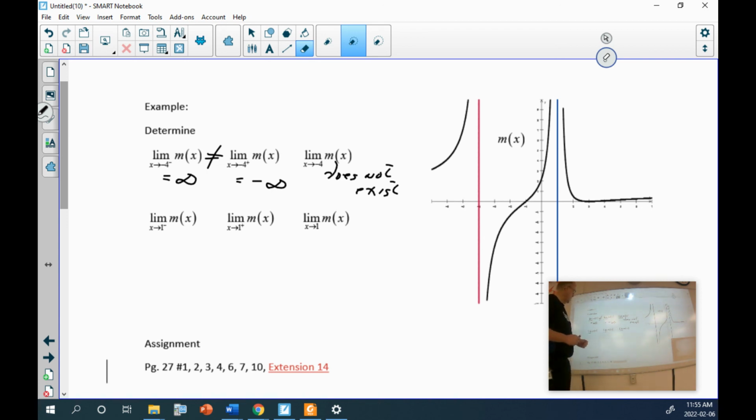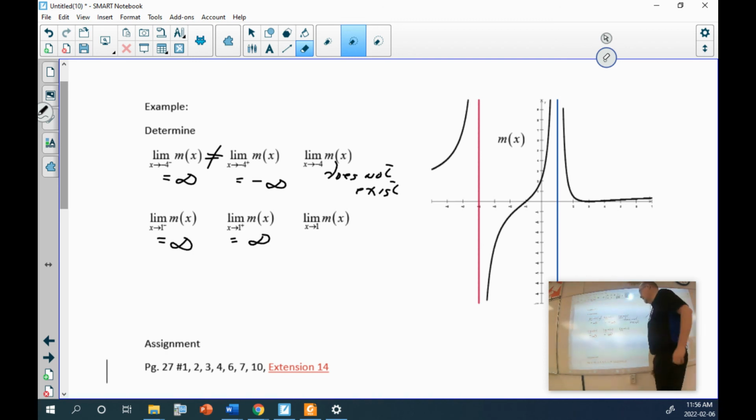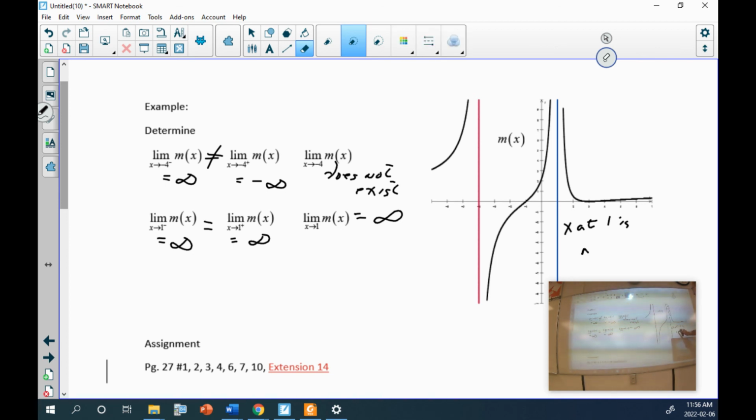This one, on the other hand, looking at m of x as we approach positive 1 from the negative side. Drawing the graph here, we can see that we are going to approach infinity. So this has a left-hand limit of infinity. If I look at the right-hand side, I'm also approaching infinity. So the left-hand limit and the right-hand limit do equal each other. So the limit as m of x approaches 1 is infinity, due to the fact they do exist. They do match each other. Now, this is a discontinuous function at this point because x at 1 is not defined. It's not within the domain of the function.